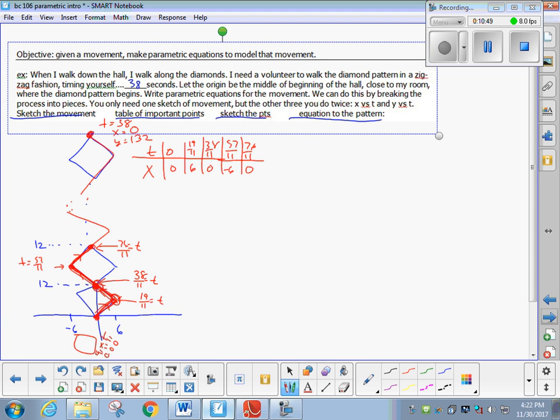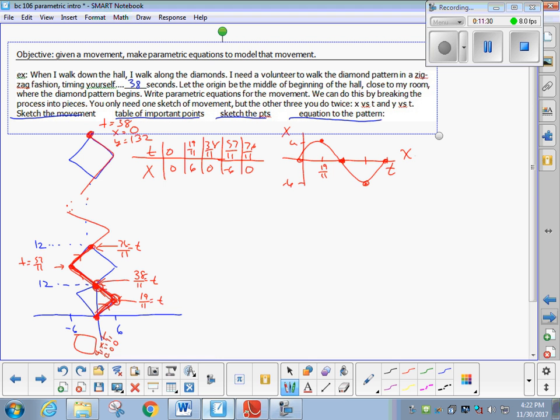If I were to plot those movements then, time is the independent variable, x is the dependent variable, which is weird to see on the vertical axis, but it is what it is. Then if I plot those 5 points, I'll start to see a trend. 0, 0, 19/11ths 6, 38/11ths 0, 57/11ths negative 6, and 76/11ths 0. Altogether then, the trend to the x movement looks like that. That should look familiar. You should be able to write the equation to that.